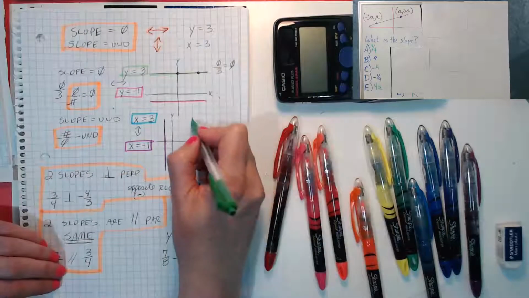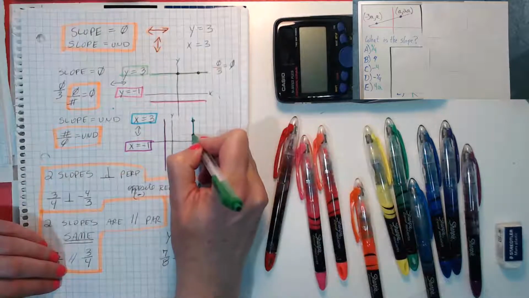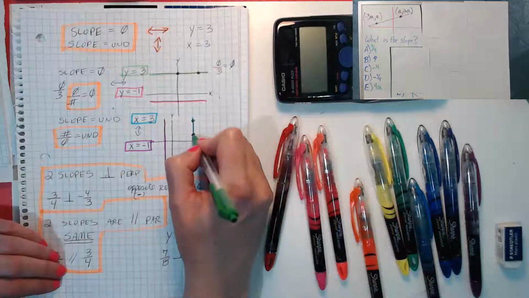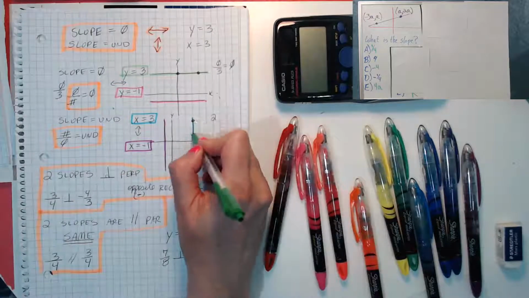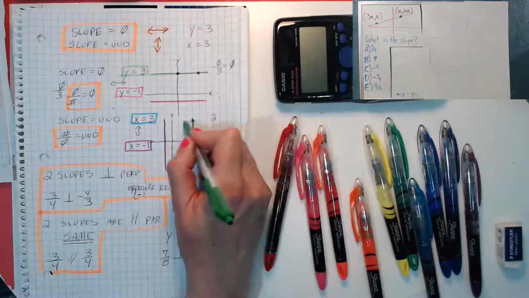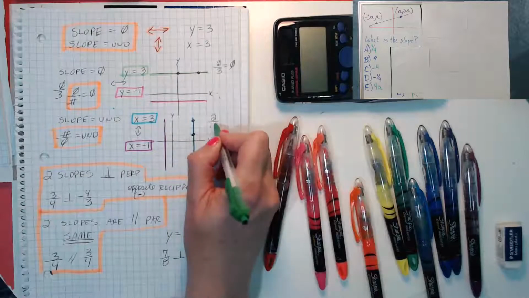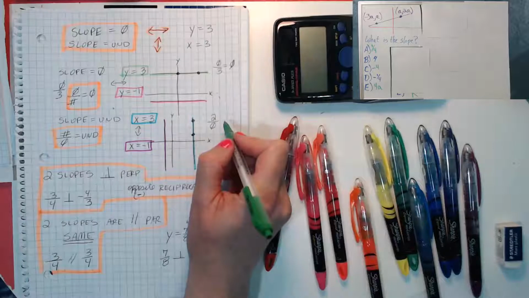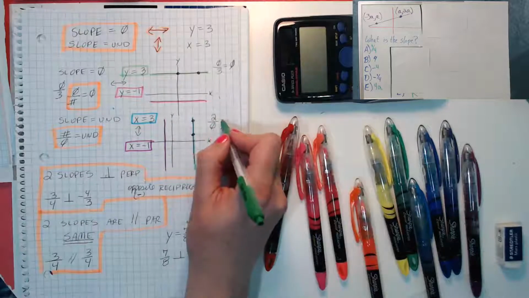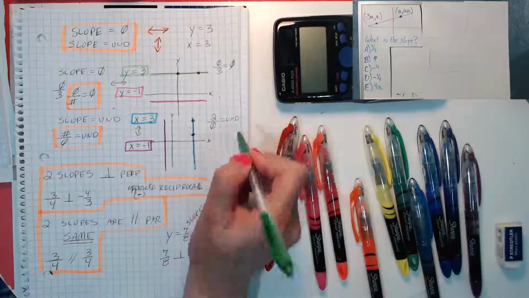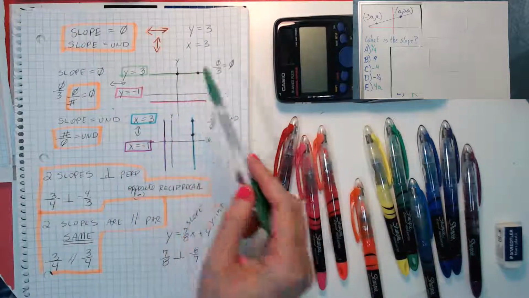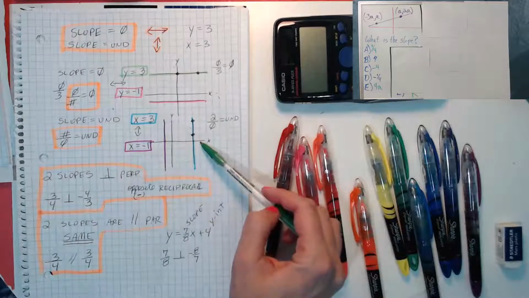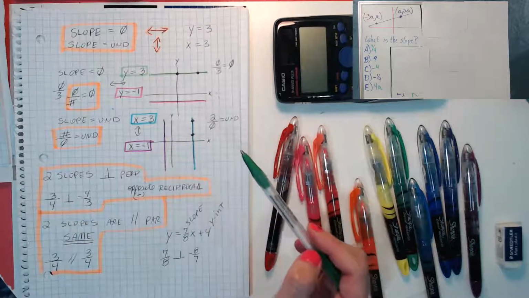If I were to look at this line and pick any 2 points on this line, if I'm going to start at this point, how far do I go up or down to get to this point? 2. Yeah, I go 2. And how far do I go to the right or left? 0. Exactly. So 2 divided by 0 is undefined. So that's how they get to, this is 0 slope, this is an undefined slope. That's where that comes from.